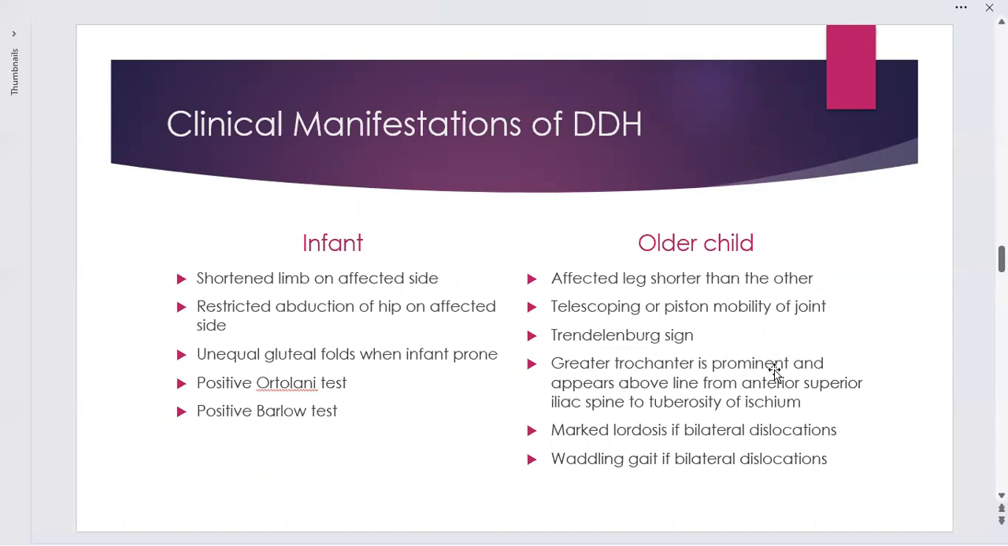You may also see some telescoping of the piston mobility on that joint, meaning that because it's not sitting correctly, we may see some issues with that joint. We may see that the greater trochanter is more prominent. Might note some marked lordosis if our DDH is happening on both sides. And you may also see a waddling gait if it is on both sides.